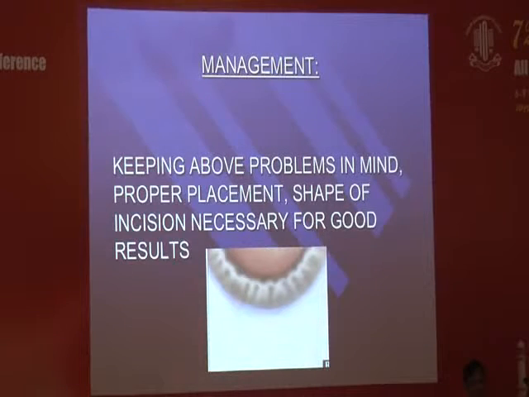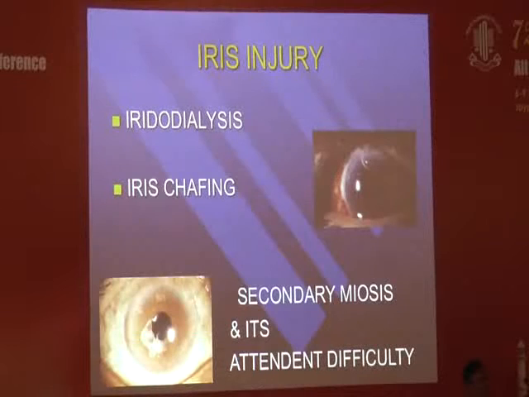Then I have told you how to go ahead. Then the iris injury. So always, if you see an iridodialysis, what happens? If there is an iridodialysis, it has happened, suture it. Without suturing, don't proceed. So iridodialysis, on the table you can see the circular pupil.